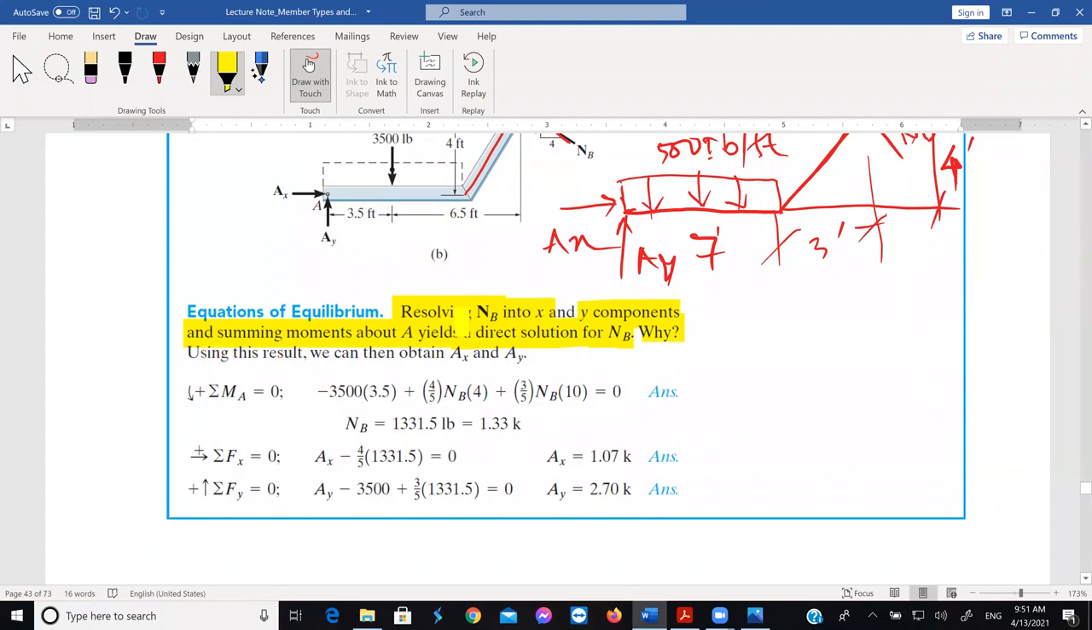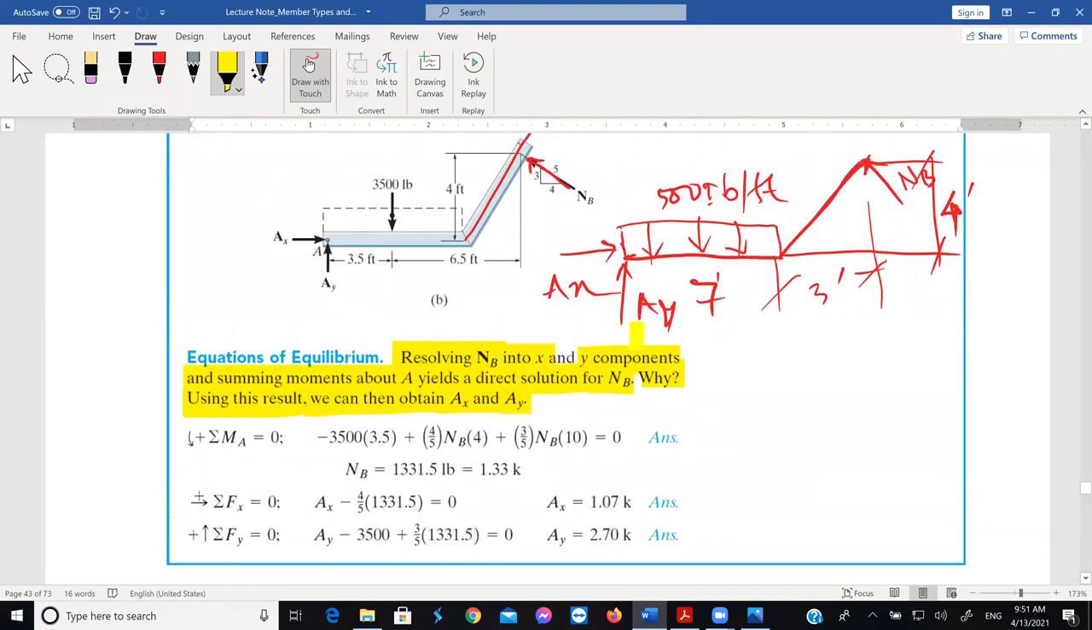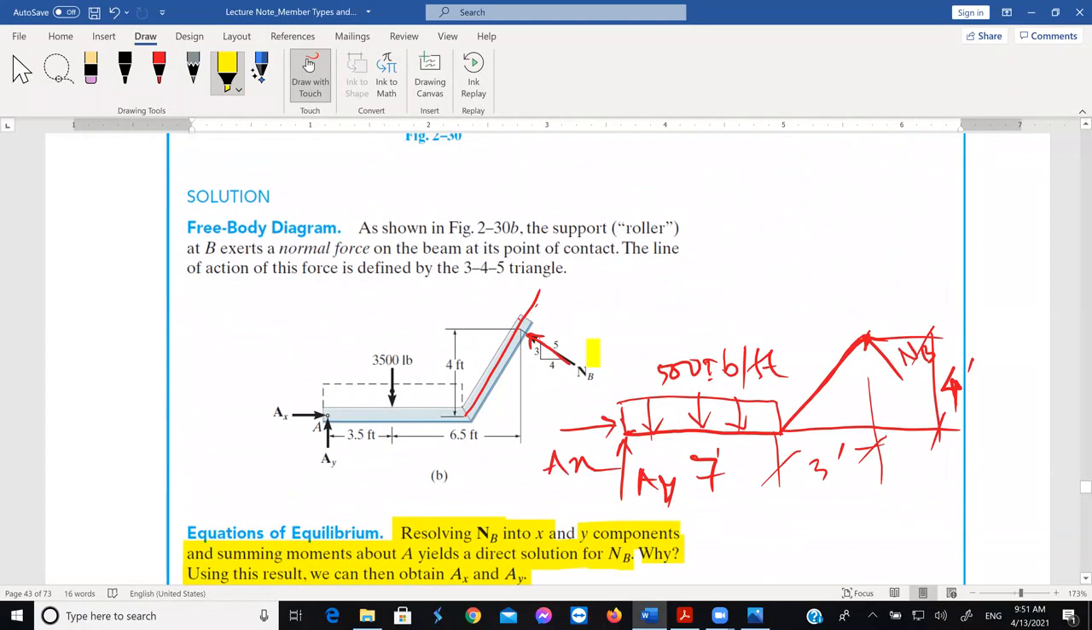Let's see how it works and why. Using this result, we can then obtain AX and AY. Just as we said, we need to determine our x-axis and y-axis and z-axis too. Let us assume that this is our x-axis and that's going to be our y-axis. So the z-axis will be perpendicular to this plane.